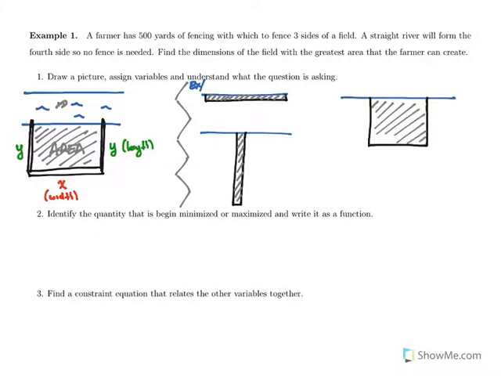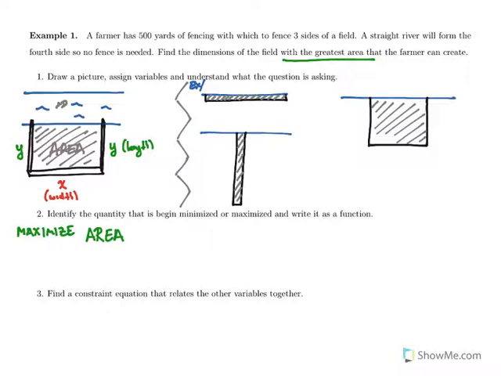All right, so identify the quantity that is being maximized or minimized and write it as a function. We are trying to find the greatest area. That means that we are trying to maximize area.